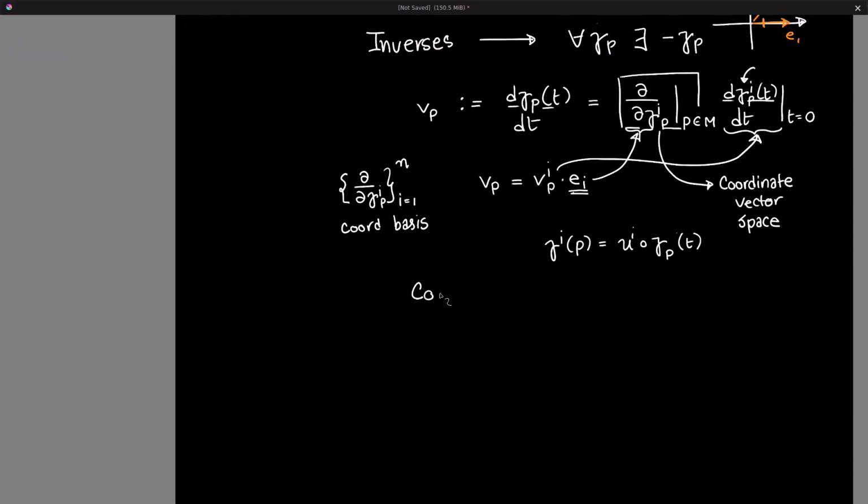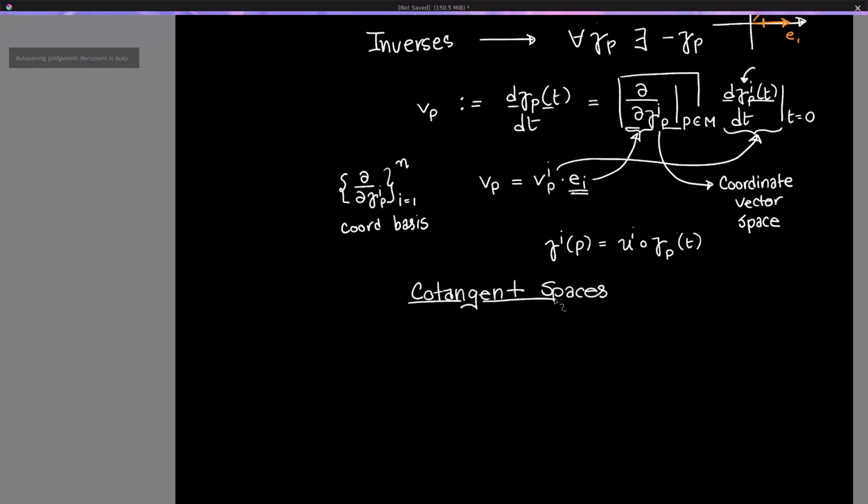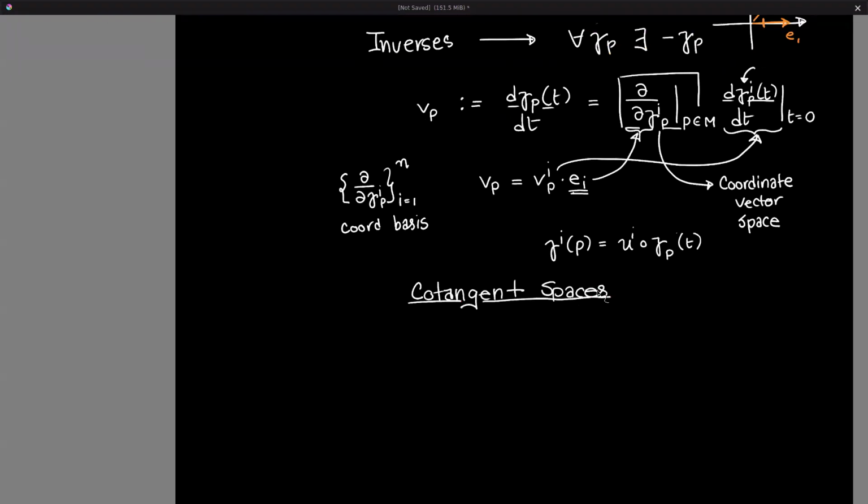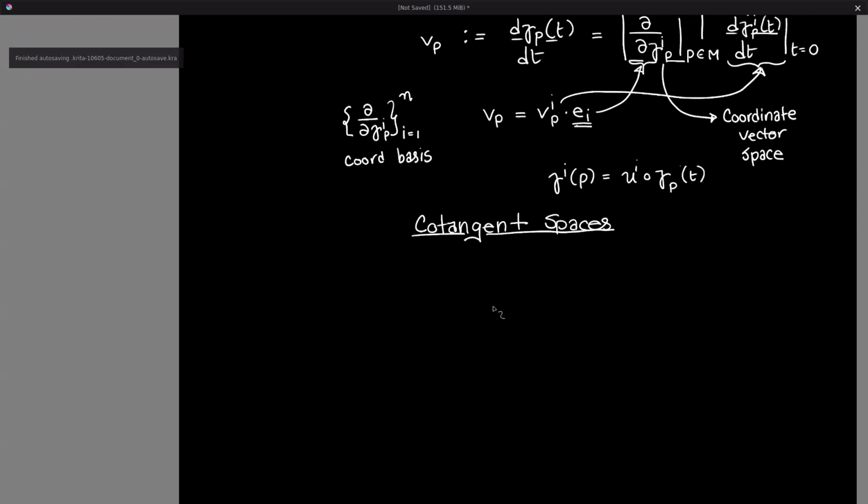So let's start with cotangent spaces. The easiest way to define cotangent spaces is to start with tangent spaces and define an operator called the directional derivative, and link that to the cotangent space. And this is where you can see where the tangent space and the cotangent space are very heavily linked together. Whether you use coordinates to do that or you just use this map, the directional derivative, they do have these special relationships with each other.